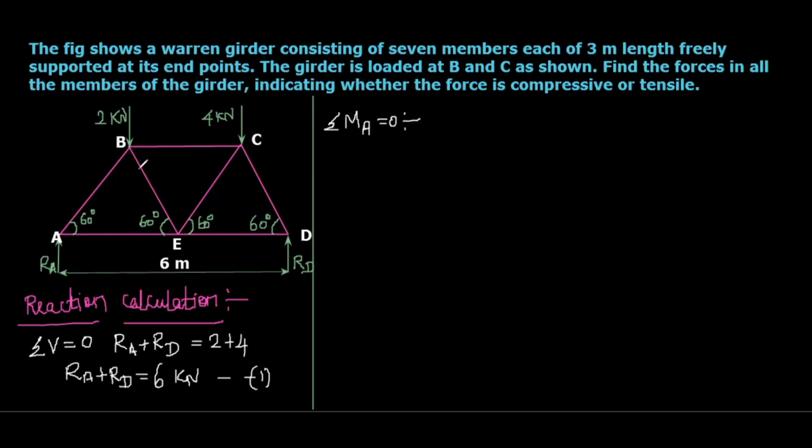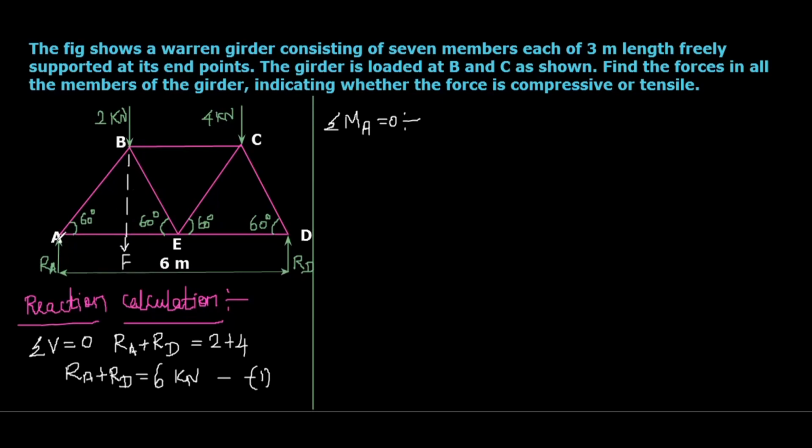And then here you can see the 2 kilonewton is acting at the point B, but as per the principle of transmissibility, the force can be considered at any point in the line of action of the force. So this 2 kilonewton can be considered as acting at this point also. So here I'm going to consider F.